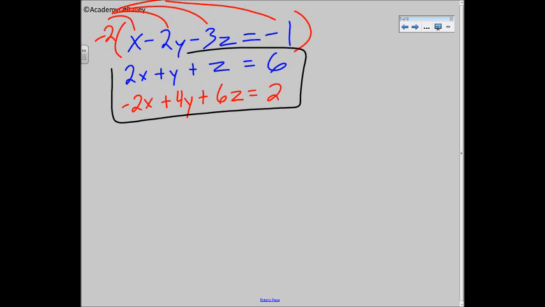So now we have these 2 equations. Let's combine them. The x's cancel. That leaves us 1y and 4y, which add together to make 5y. 1z and 6z add together to get 7z, and 6 and 2 make 8. Okay, so there's that part of it.